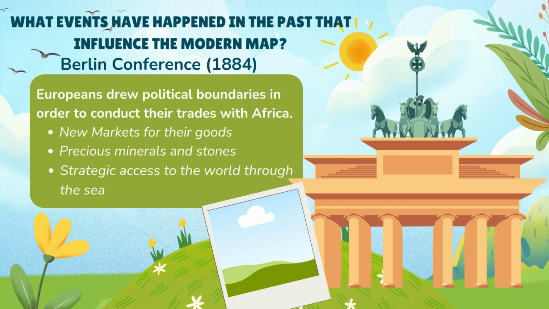Okay, so we're going to start off by talking about the Berlin Conference. So this one is a wild one. In 1884, European countries got together at the Berlin Conference and decided to divide Africa amongst themselves without asking anybody in Africa.